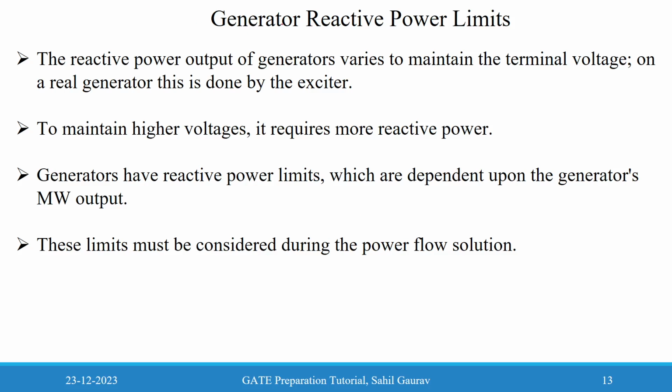Now, generator reactive power limits. The reactive power output of generators varies to maintain the terminal voltage on a real generator, and this is done by the exciter. To maintain a higher voltage, it requires more reactive power. Generators have reactive power limits which depend upon the generator's megawatt output. These limits must be considered during the power flow solution.